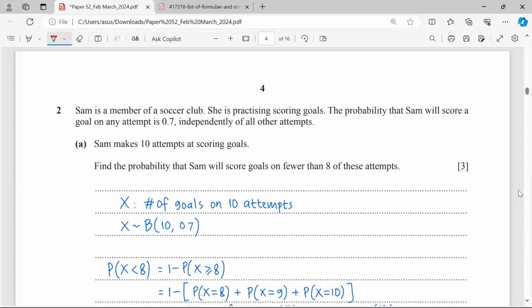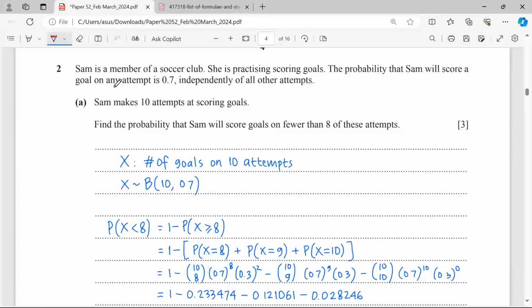Okay, for question number 2 here, Sam is a member of a soccer club. She is practicing scoring goals. The probability that Sam will score a goal on any attempt is 0.7, independently of all other attempts. Part A. Sam makes 10 attempts at scoring goals. Find the probability that Sam will score goals on fewer than 8 of these attempts.